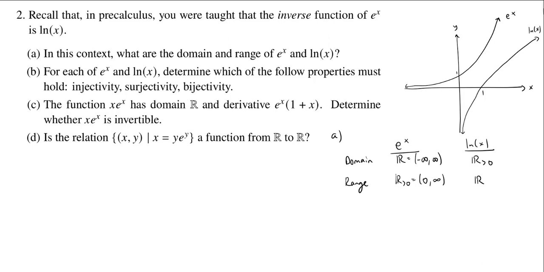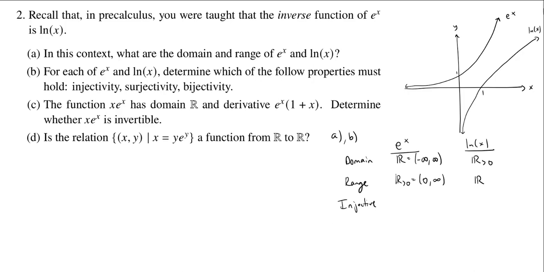How about part B? So for part B, we ask for each of these functions, so e to the x and ln of x, actually maybe we can just put this into this table here. Determine whether we're injective, surjective, or bijective. Okay, well, let's see here. So first, how about injective?